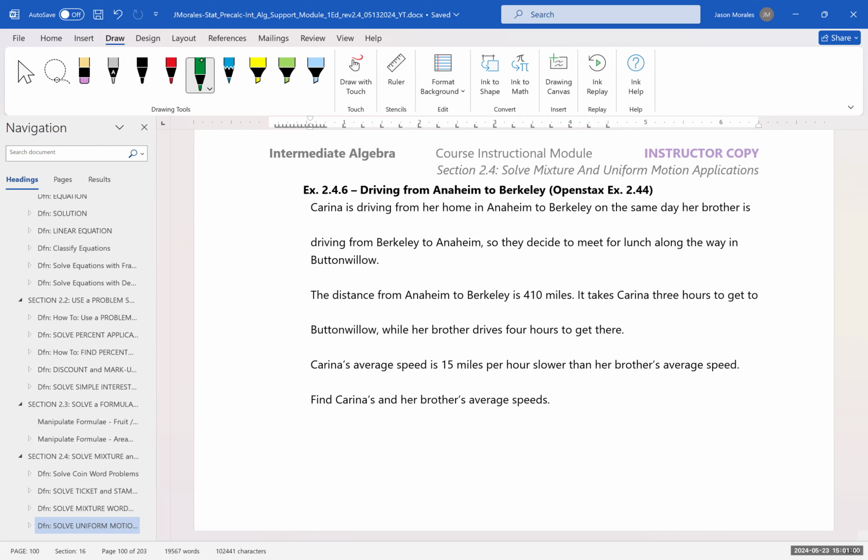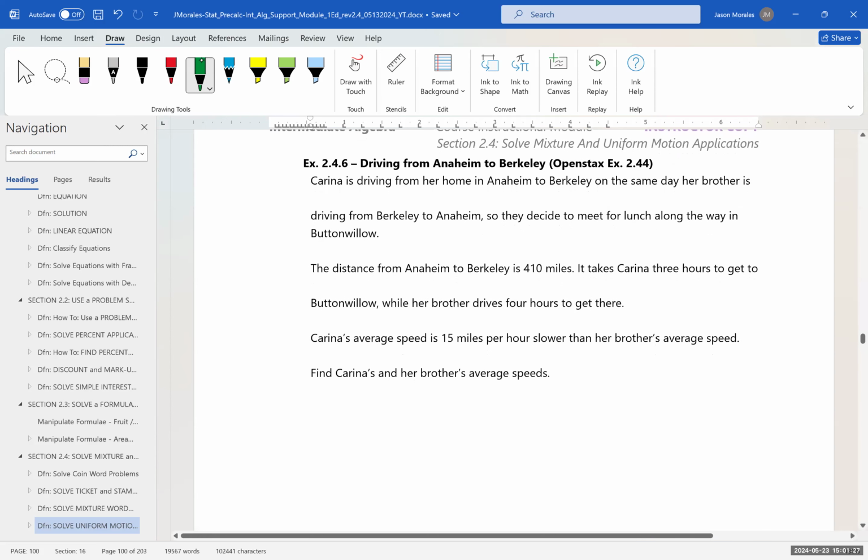So Karina is driving from her home in Anaheim to Berkeley. On the same day, her brother is driving from Berkeley to Anaheim. So they decide to meet for lunch along the way in Buttonwillow. The distance from Anaheim to Berkeley is 410 miles. It takes Karina 3 hours to get to Buttonwillow, while her brother drives 4 hours to get there. Karina's average speed is 15 miles per hour slower than her brother's average speed. Find Karina's and her brother's average speeds.